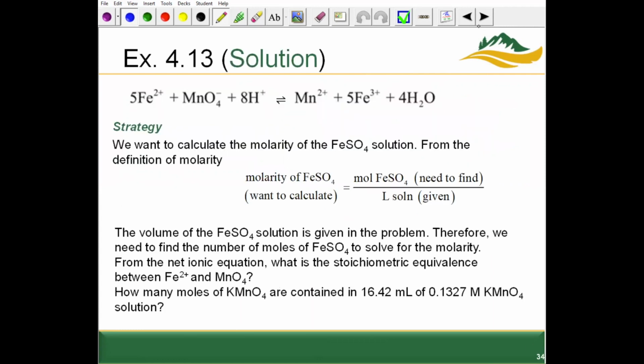Now to solve for the molarity of iron(II) sulfate, we need the molarity in units of moles of iron(II) sulfate per liter of solution. We do have the total volume of the solution that was given. So to solve for this, we need the moles of iron(II) sulfate.